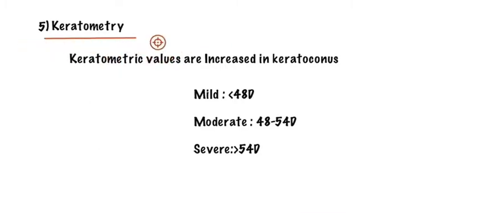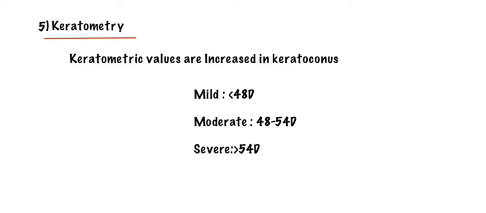And the final one is keratometry. You know what keratometry is done for. In keratometry, you can see the keratometric values, which are increased in keratoconus. We know the normal keratometric value is 45 diopter. But in keratoconus, it will be in one of these three ranges. If it is less than 48 diopter, it is mild keratoconus. Moderate keratoconus is 48 to 54 diopter and severe keratoconus is above 54 diopter.